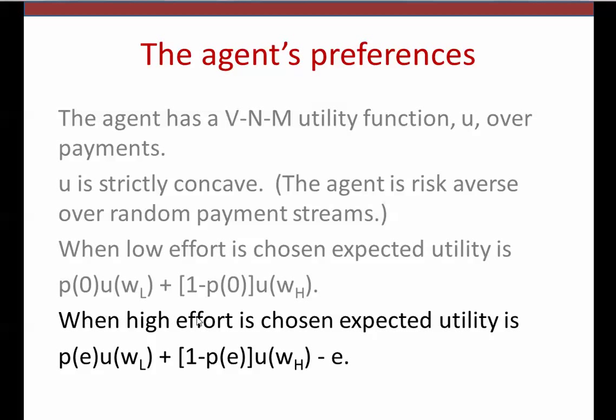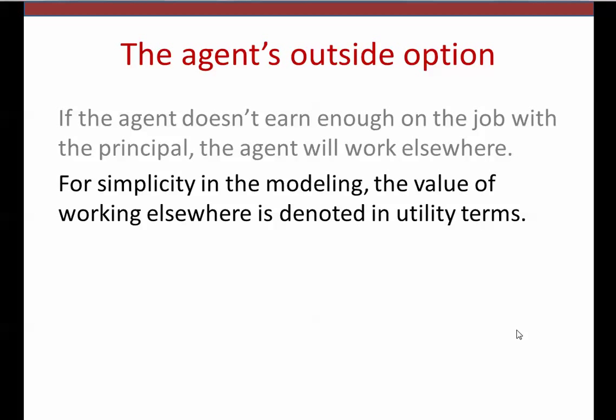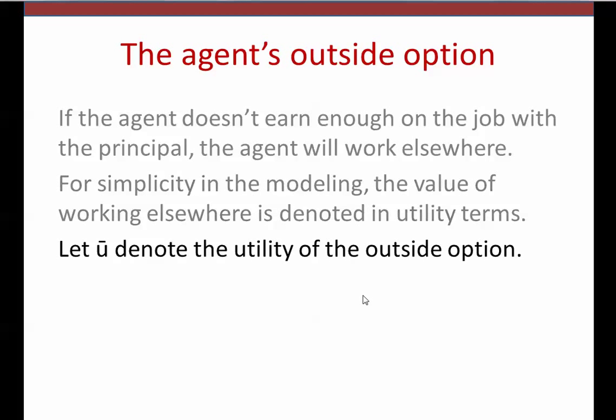When there is high effort, the expected utility is similar in format to the previous one, except now the probabilities are given by P of E, but now we also subtract off the disutility of effort, which is measured in utility terms. The agent has an alternative job that they could do if not doing this work. So if the agent doesn't earn enough, the agent will go elsewhere. The alternative is valued in utility terms to keep the modeling simple, and U bar denotes the utility of the outside option.